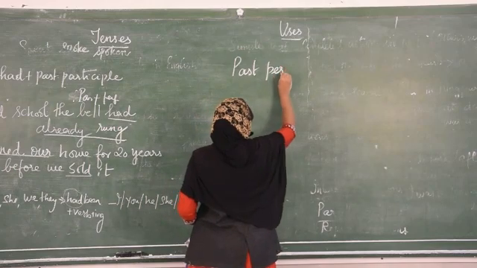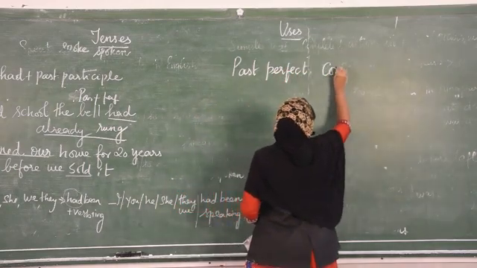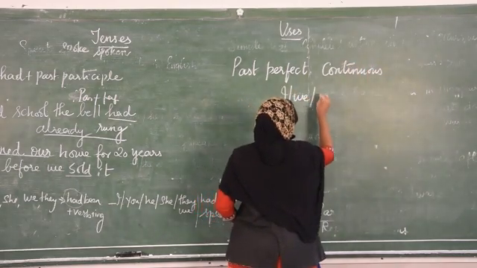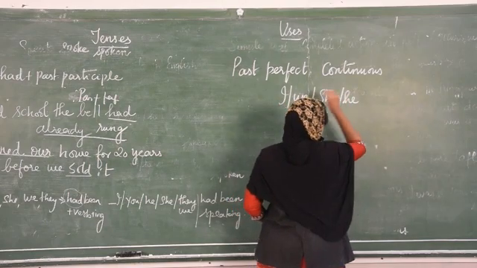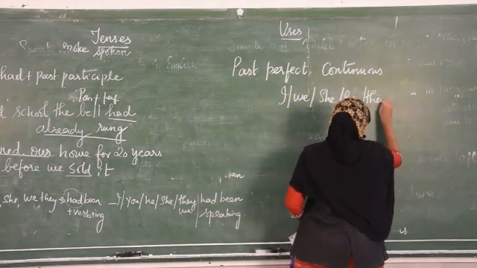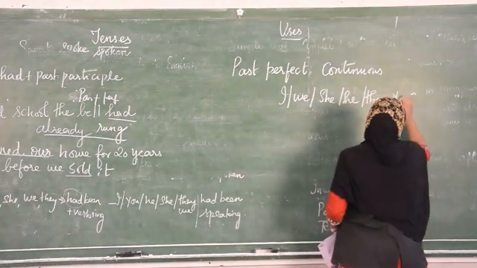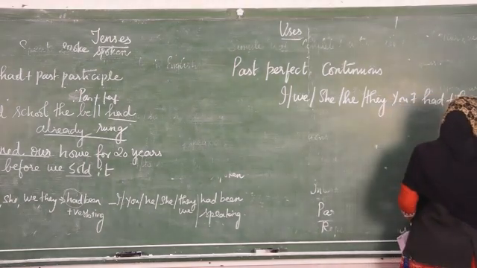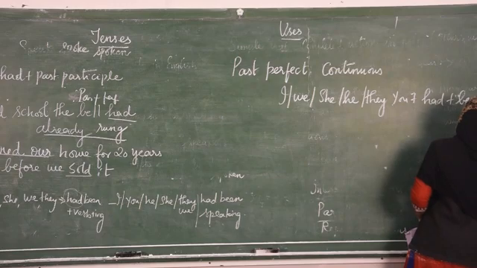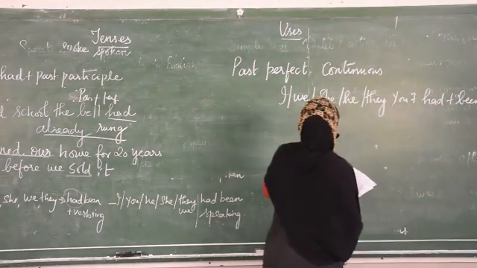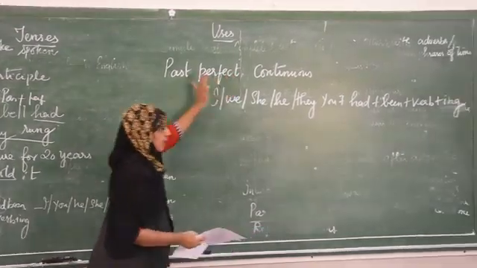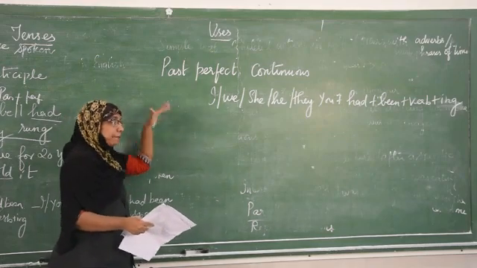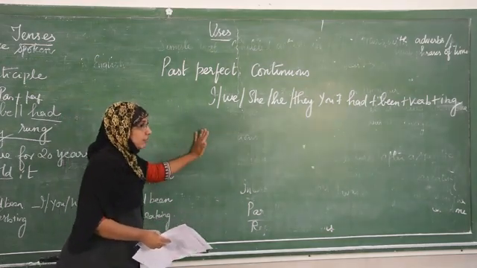Past perfect continuous. I, we, she or he, they, you, plus had plus been plus verb plus ing. First you should know how to form the sentence here, the structure. Now when you have to use this, past perfect continuous refers to an action which had begun in the past and it was continuing in the past before the second action took place.